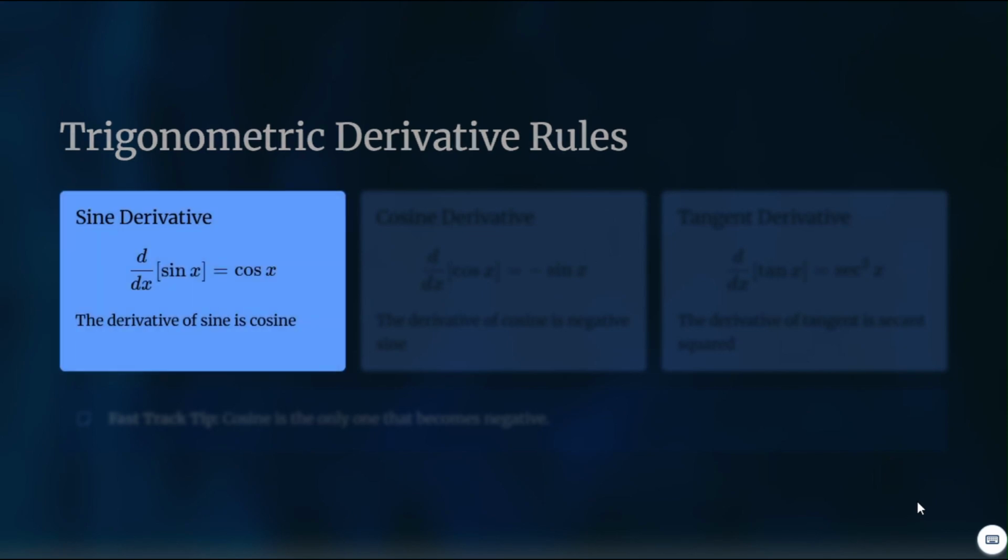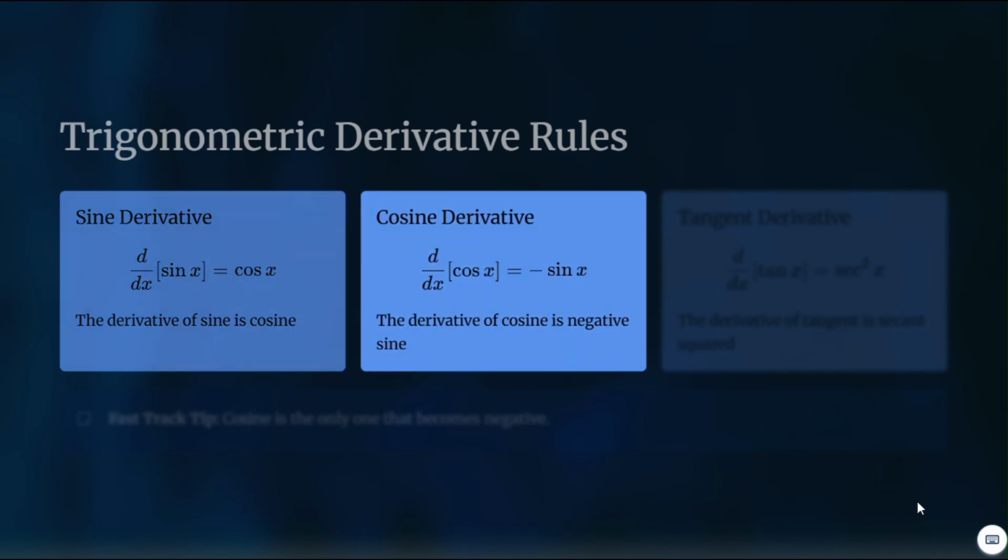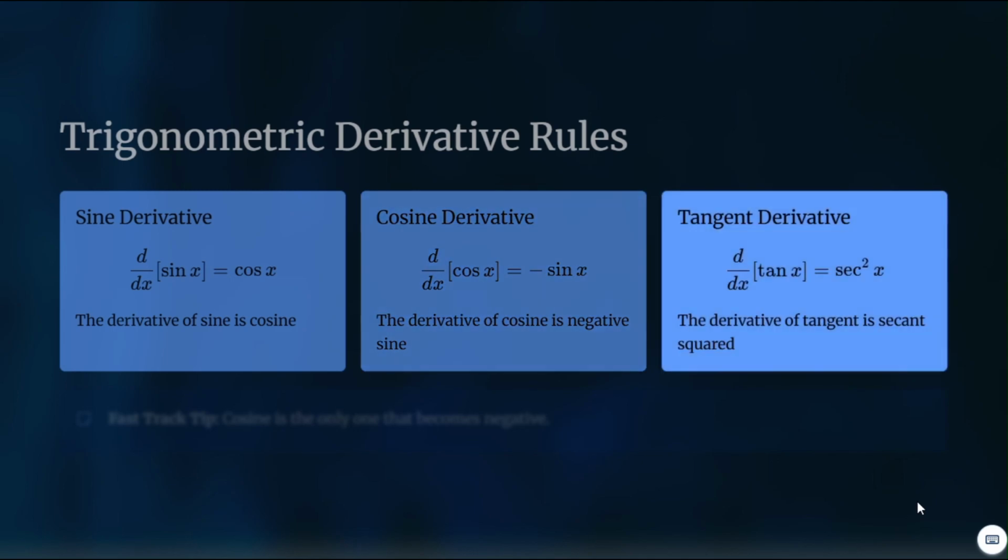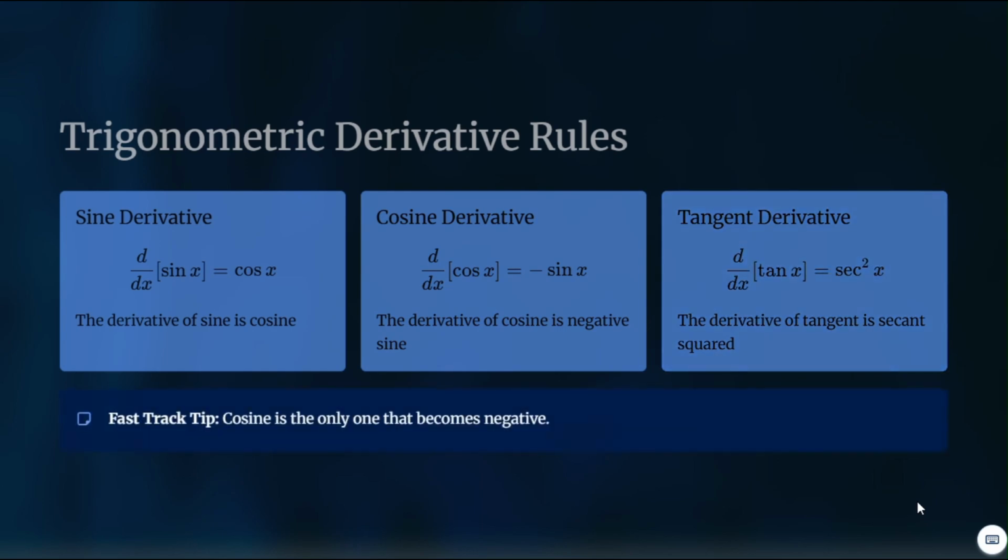First, the sine derivative. The derivative of sine of x with respect to x is cosine of x. The derivative of cosine of x with respect to x is equal to negative sine of x. And the derivative of tangent x with respect to x is equal to secant squared of x. Here's a fast track tip. Cosine is the only one that becomes negative.